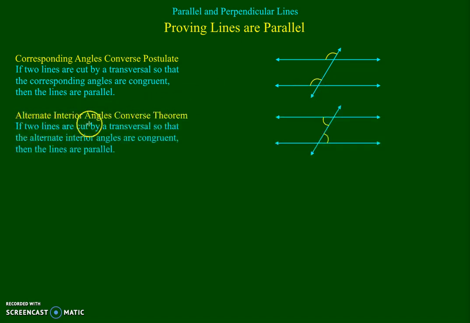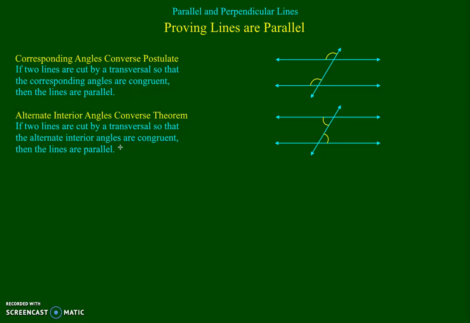Here we have alternate interior angles converse. If two lines are cut by a transversal so that the alternate interior angles are congruent, then the lines are parallel. Again, lines being parallel is in the conclusion, not in the hypothesis. Whereas before with the alternate interior angles theorem, the lines being parallel was in the hypothesis, and the conclusion was that the angles must be congruent. So these are converses of each other. We swapped the hypothesis and conclusion.